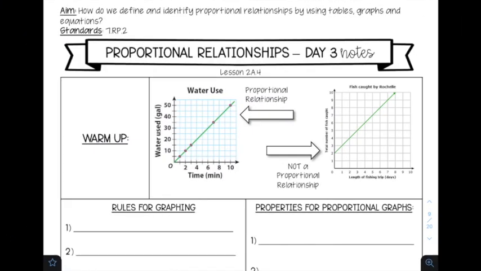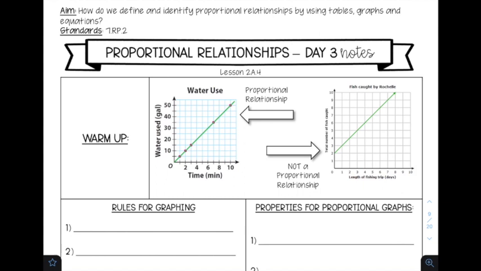Let's get to it. Hey guys, and welcome back. We are continuing with Unit 2. We are on Lesson 4. Our aim for today is going to be how do we define and identify proportional relationships by using tables, graphs, and equations.